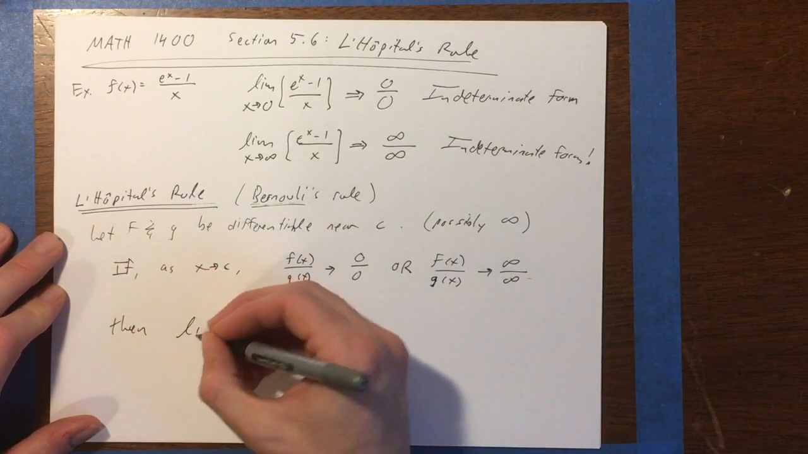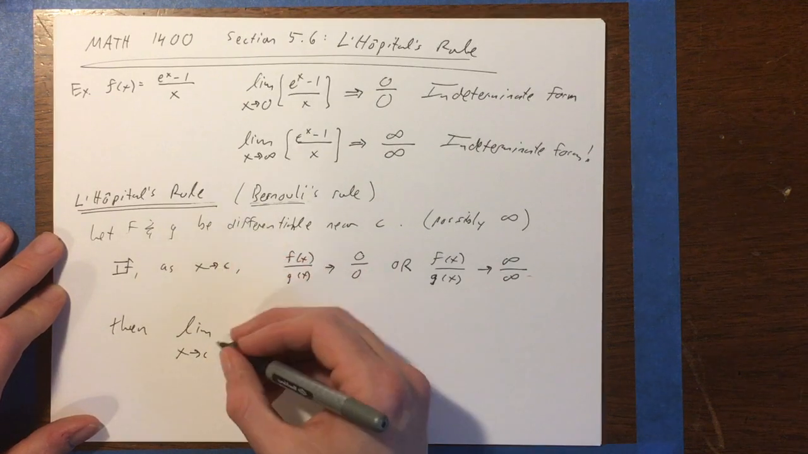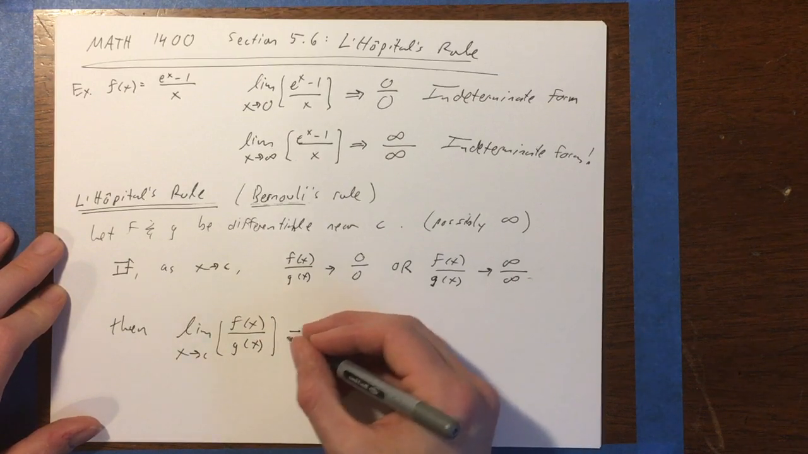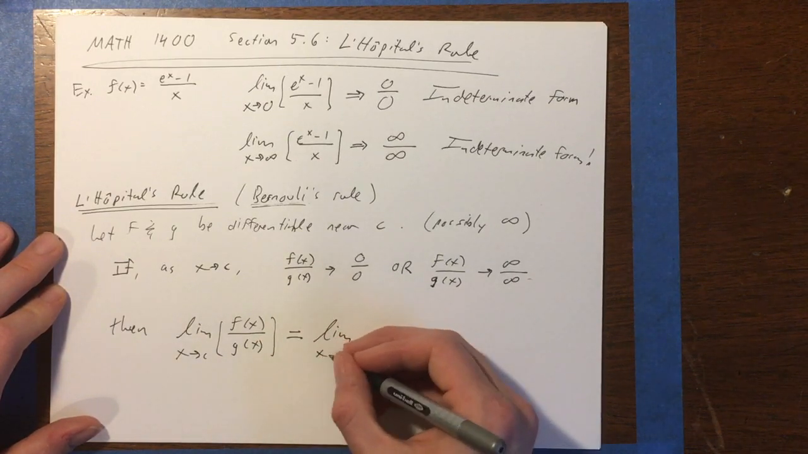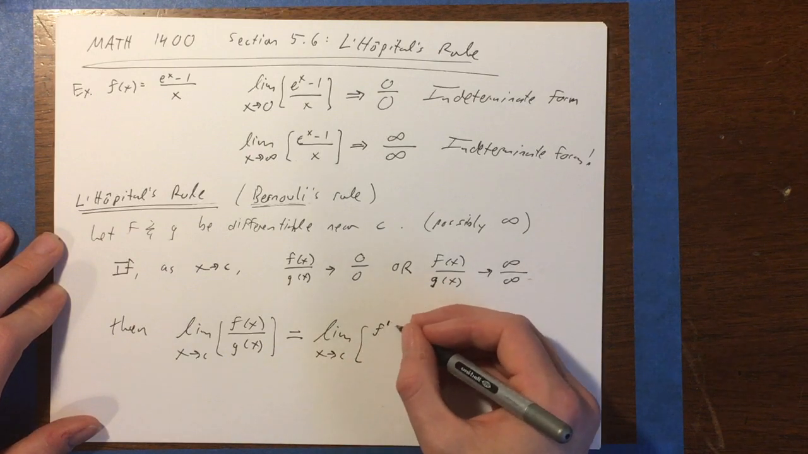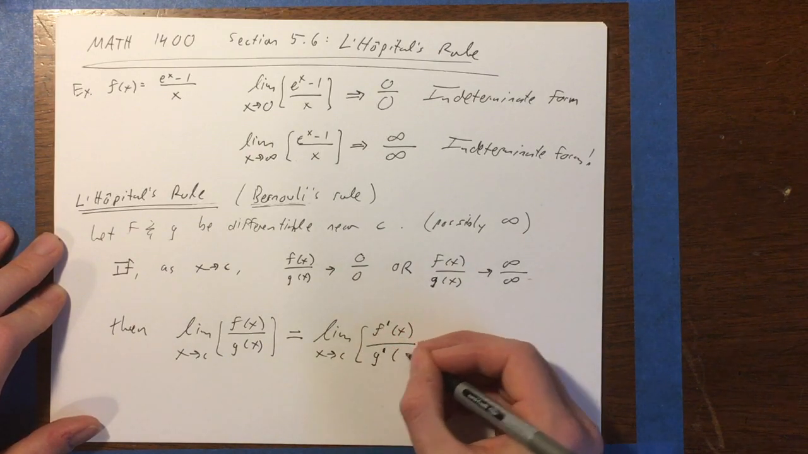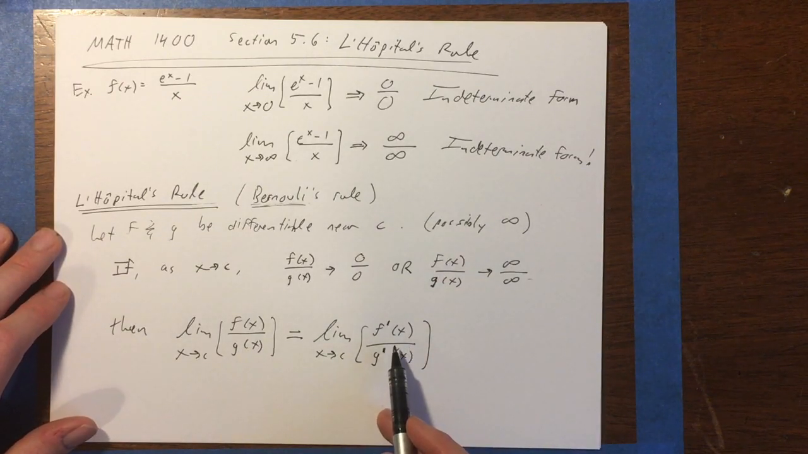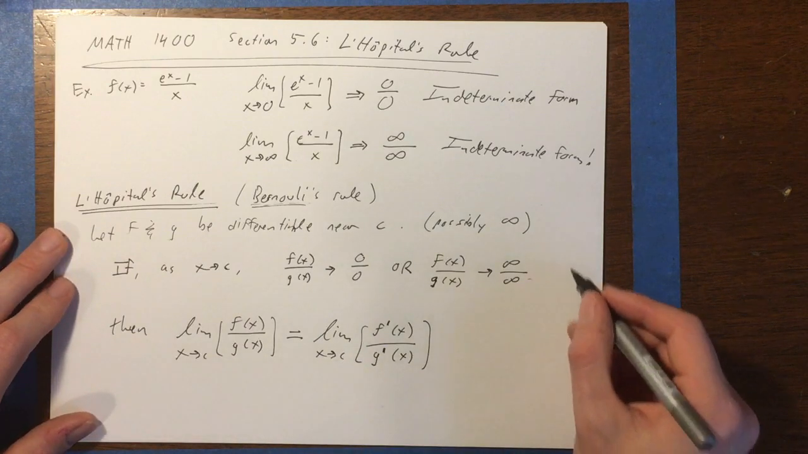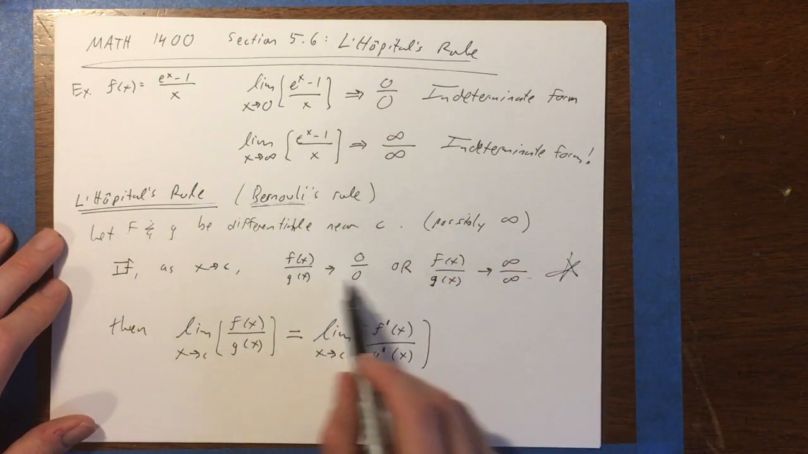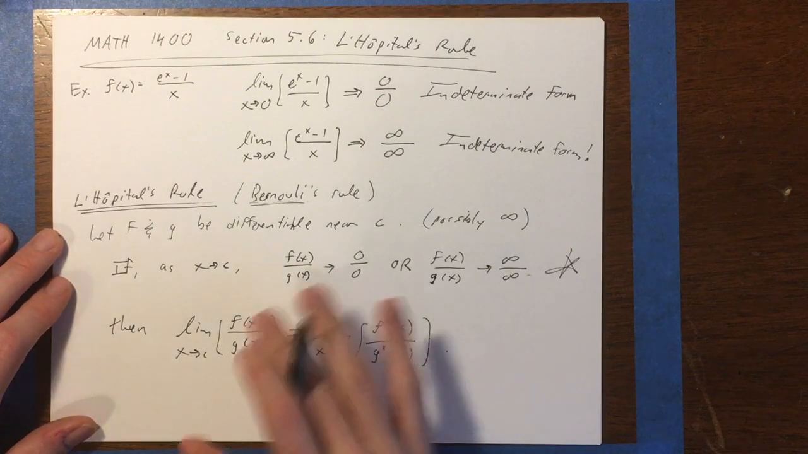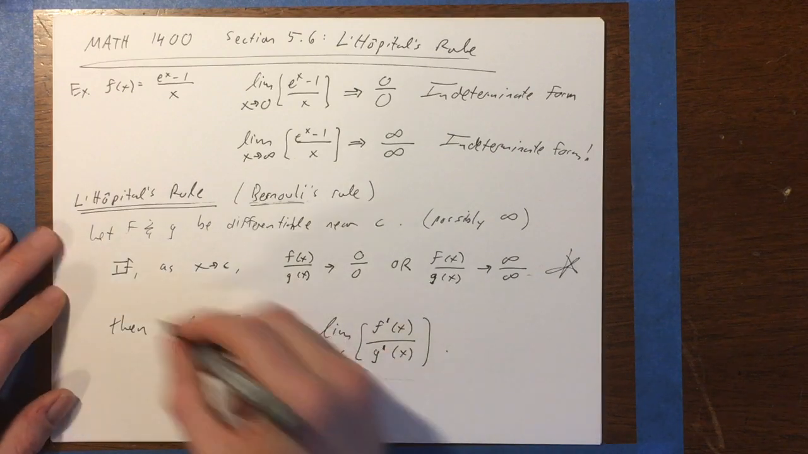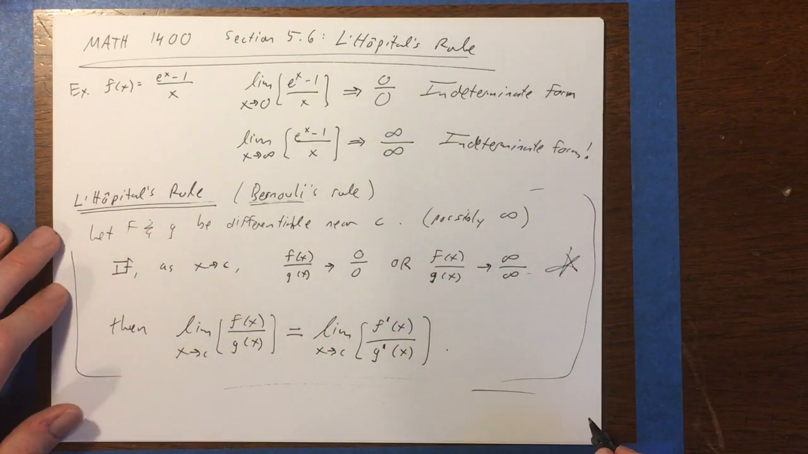the limit as x approaches c of that ratio, f of x over g of x, is going to be actually equal to the limit as x approaches c of f prime divided by g prime, the derivatives of those functions. So the ratio of functions and the ratio of their derivatives turns out to have the same limit, but only if it's in one of these two indeterminate forms. Okay, if it's not in an indeterminate form, then this equality is not guaranteed. It's only in this situation that it's going to work.